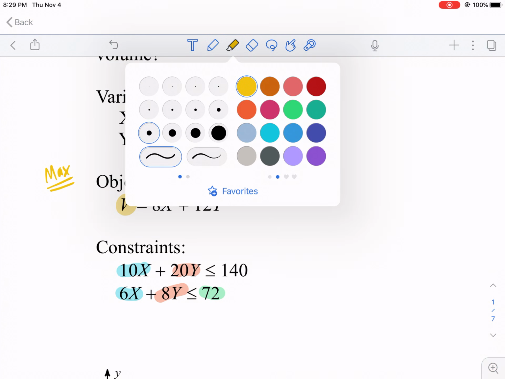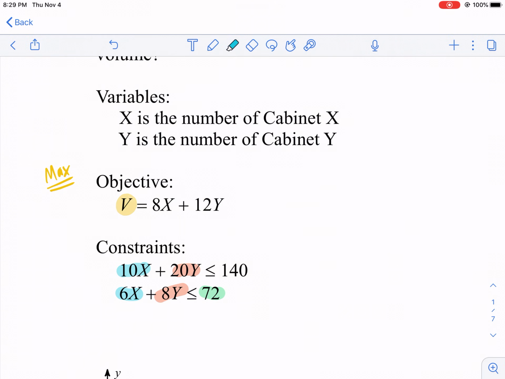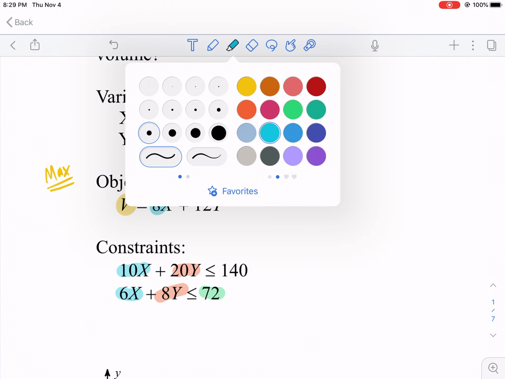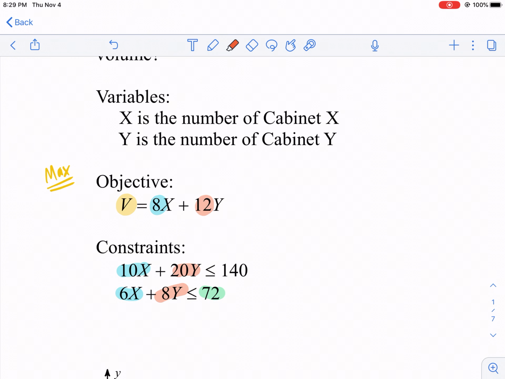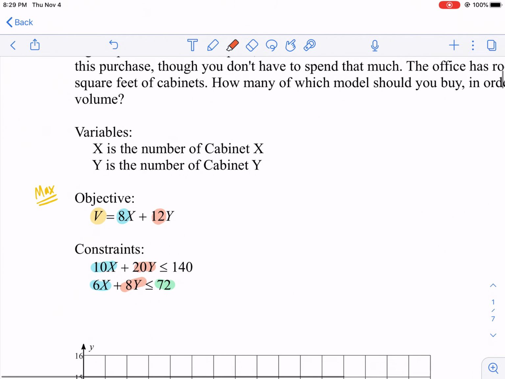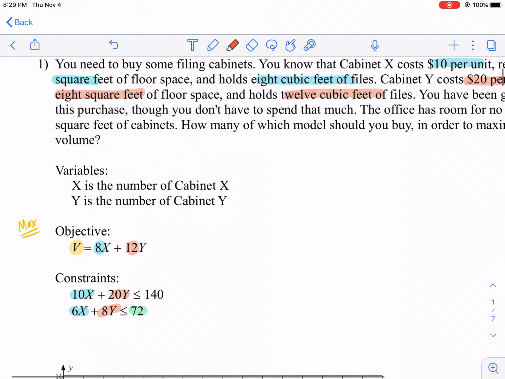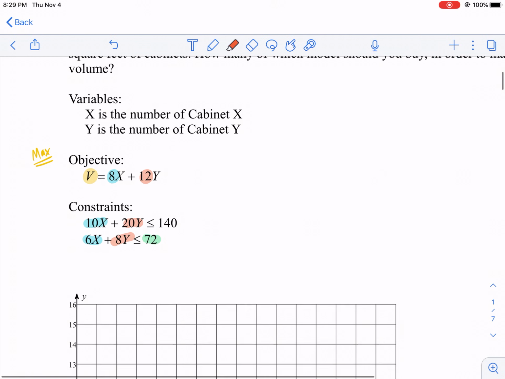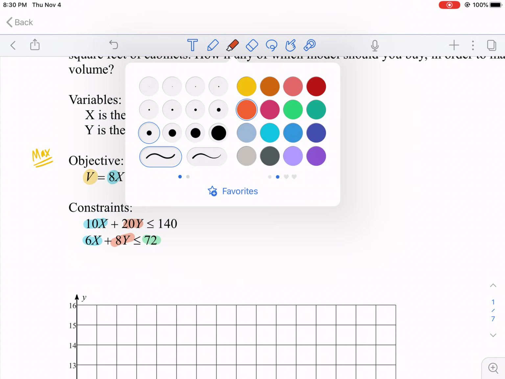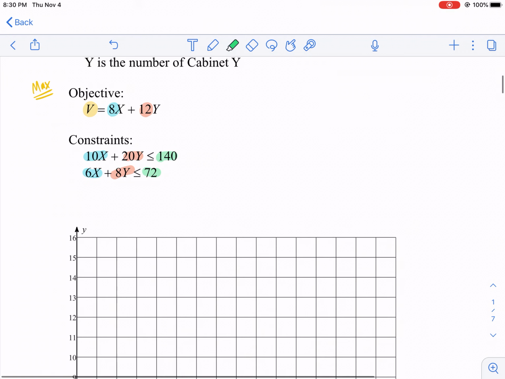Okay, so we get 8 cubic feet for cabinet X, and then cabinet Y is a little bit bigger. It takes up 12 cubic feet, okay? It doesn't take up, it offers that much storage. So this is our objective function. We're going to be working on that last, just for simplicity's sake.